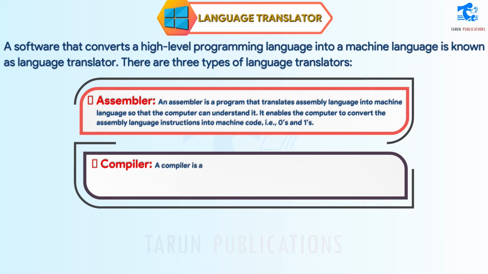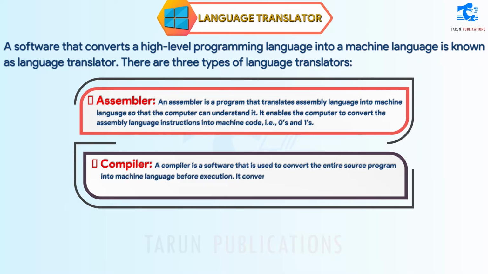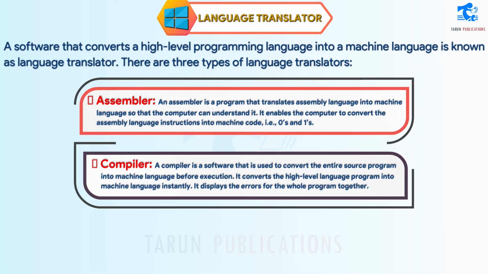Compiler. A compiler is a software that is used to convert the entire source program into machine language before execution. It converts the high-level language program into machine language instantly. It displays the errors for the whole program together.